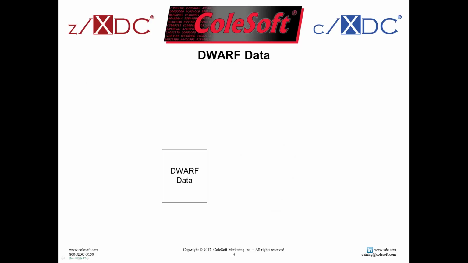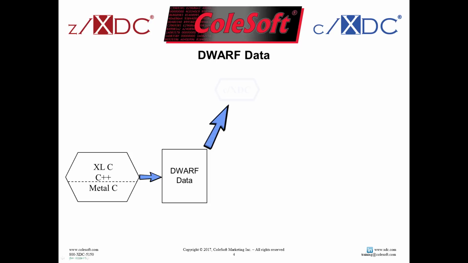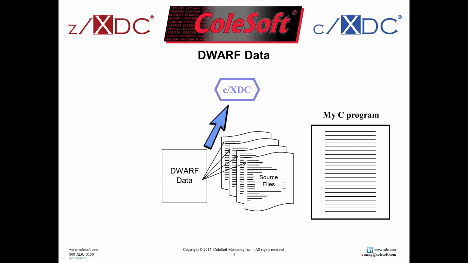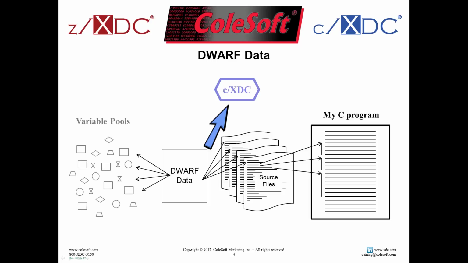Dwarf data can be created by the XLC compilation process, for C, C++, and Metal C programs. It contains data that is essential for cXDC to use. This includes the location of all source code datasets, mapping information about what machine code arose from what source code statements, and type, location, and other information about all C variables used by the program.